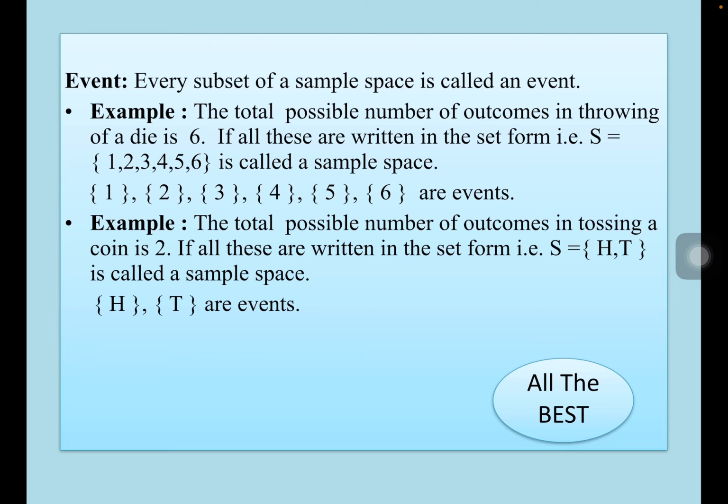In the same way, when we toss the coin, set H and set T, that is head and tail, or one set means S is equal to HT. It can be like subset also. So, this subset is called event when probability we calculate using set theory.